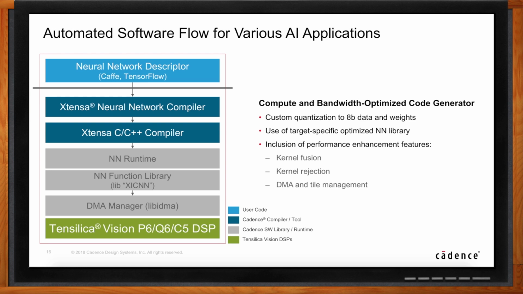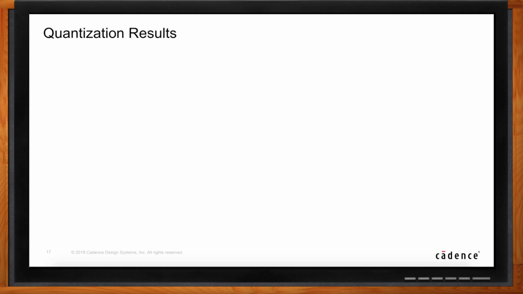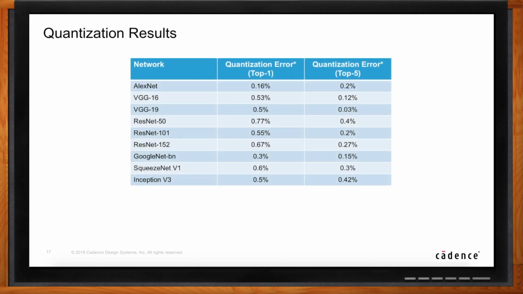So for inferencing, we have different requirements than for training when it comes to floating point versus fixed point. Am I right? Yeah, that's correct. As we've been talking about all this time, we are a fixed point machine. And in the previous slide, I talked about how we generate the fixed point code.